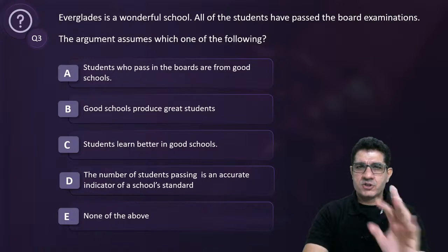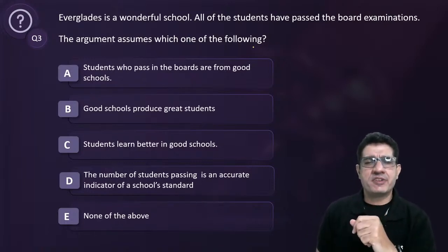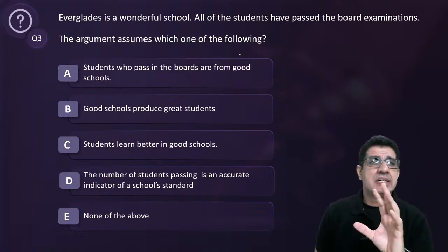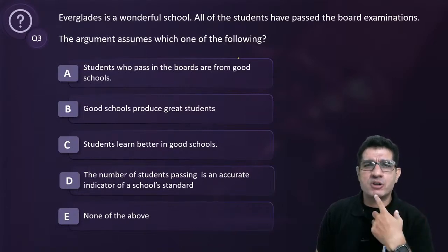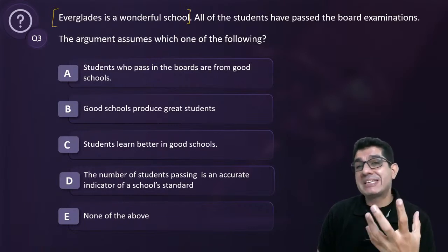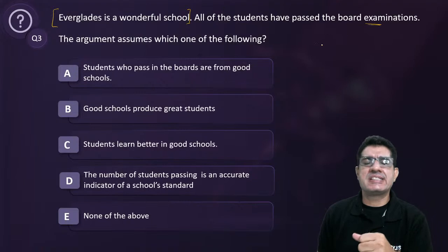Ready? So typically in a critical reasoning kind of an assumption question, it is important for us to first and foremost figure out the premises and the conclusion, the reasons and the conclusion given in the argument. So the conclusion here is that Everglades is a wonderful school. Why? On what basis are we saying this? All of the students have passed the board examinations.